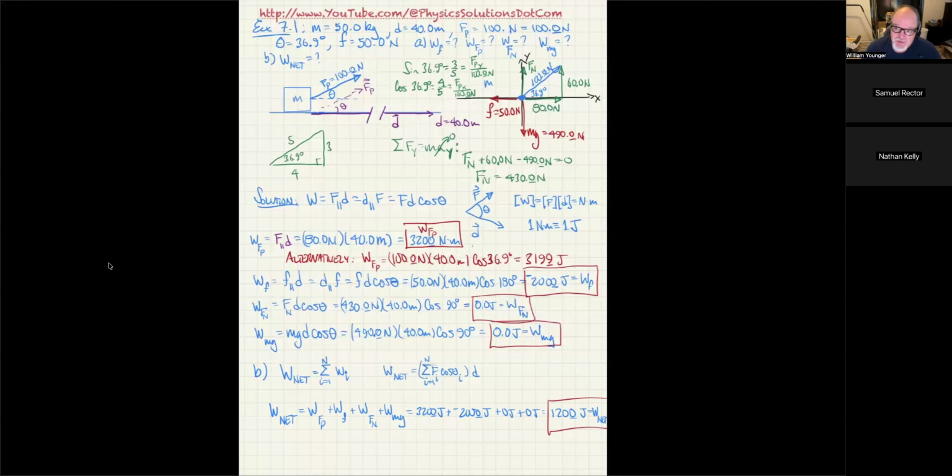And in fact, that change in kinetic energy is one half times the mass of the box times the velocity squared. And the initial velocity is zero, so the initial kinetic energy is zero. That means you could set this 1200 equal to one half m times the velocity of the box squared, and you would solve for the velocity v of the box, and that would tell you how fast the box is going at the end of the 40-meter distance. So that's something we're going to learn later. That's called the work energy theorem.